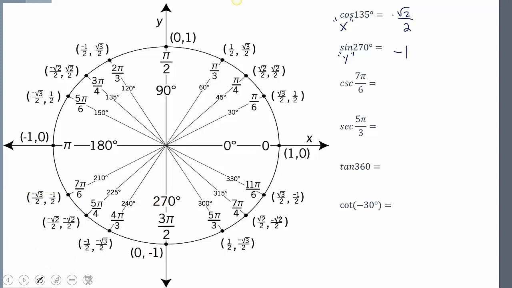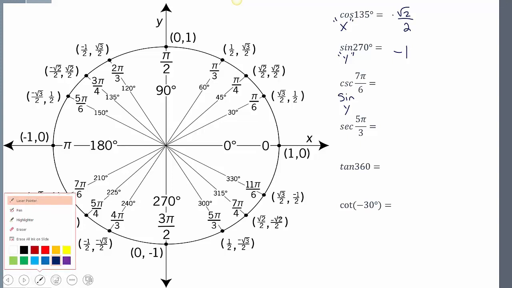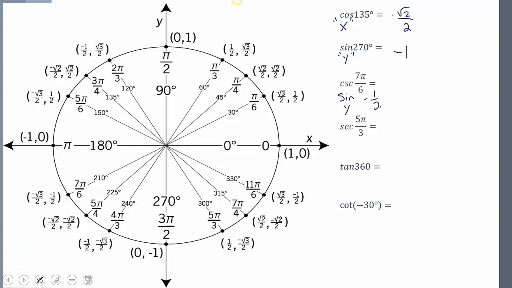Cosecant of 7 pi over 6. I know cosecant relates to sine, and sine relates to y. So I go to 7 pi over 6 and find what my sine value is, which is negative 1/2. I'll reference that, negative 1/2, but cosecant is the reciprocal, so I need to flip it, and I get negative 2.